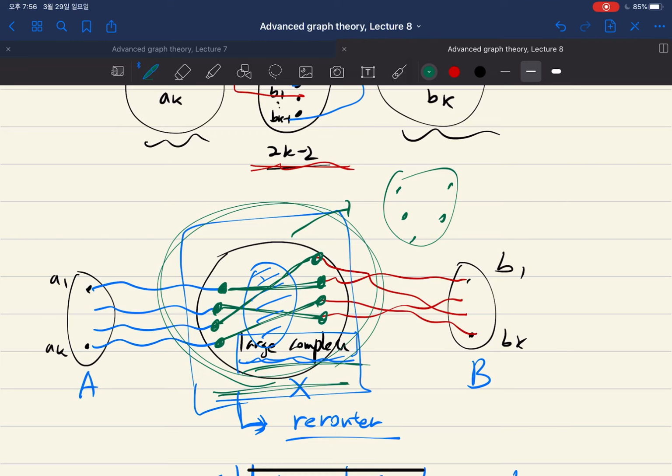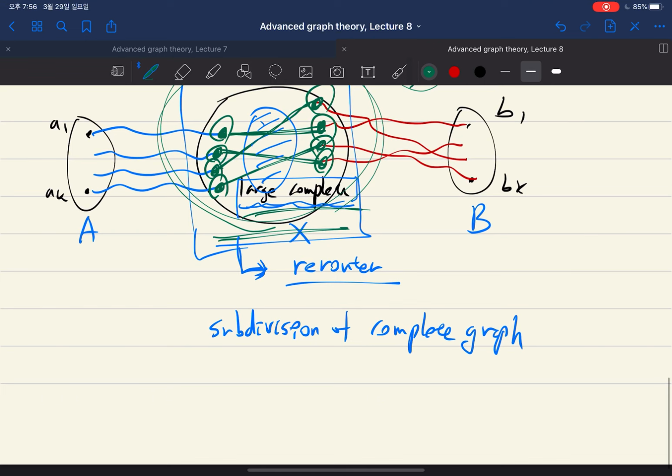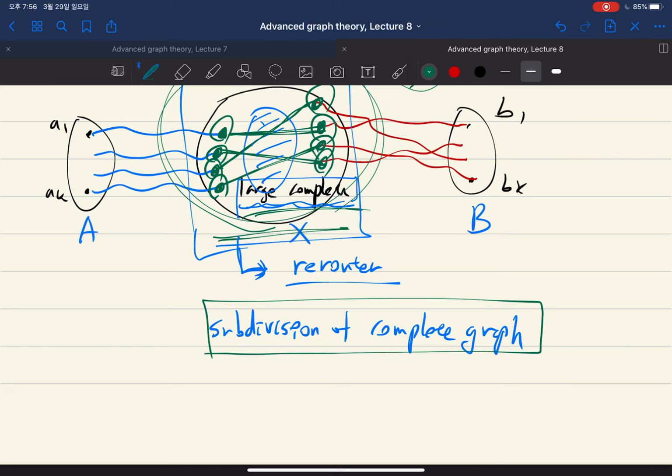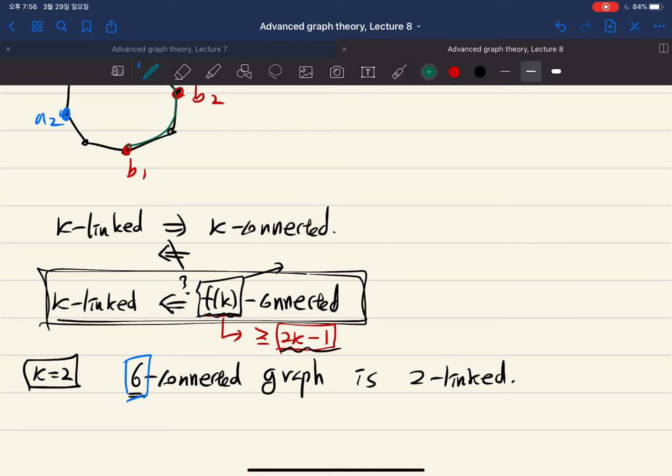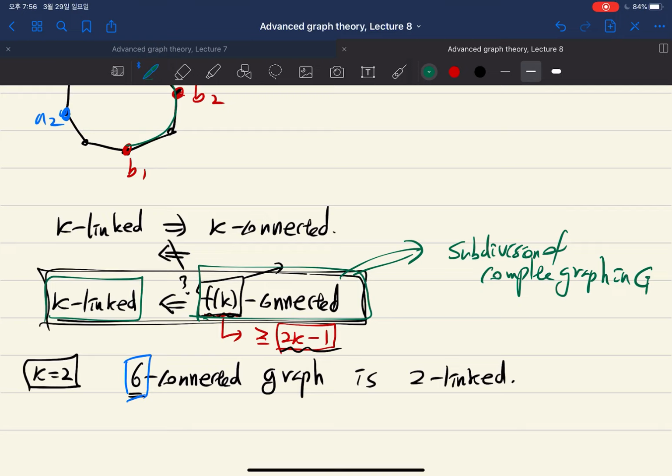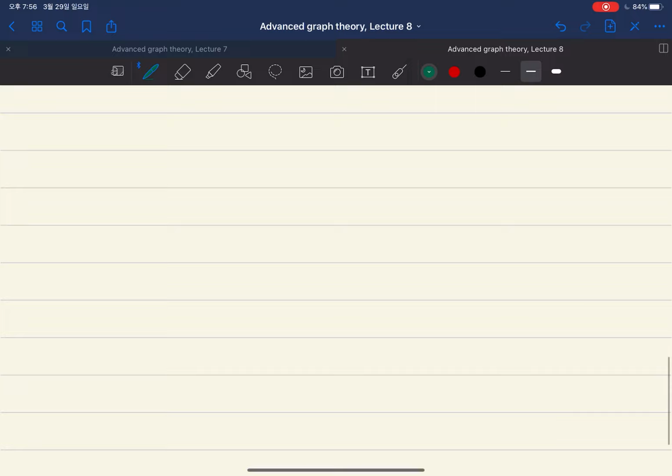And even if these vertices are not branch vertices, there are some ways to overcome that. So our goal is to find the subdivision of a complete graph. Then we can also ask the question, what condition? Here, we want to show that if G is highly connected, then G contains a K-linkage. Can we instead find a subdivision of, say, a complete graph in G? If G is highly connected, can you find some large complete graph, I mean a subdivision of a complete graph, in G?